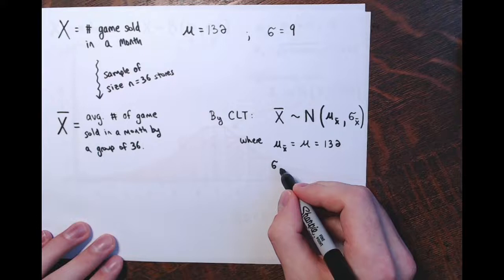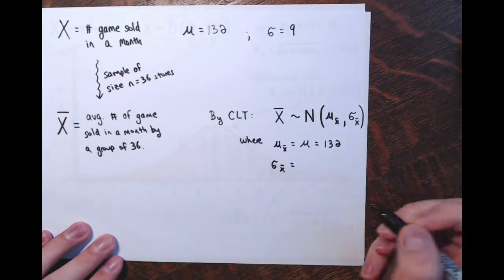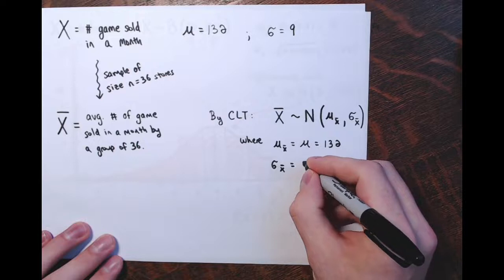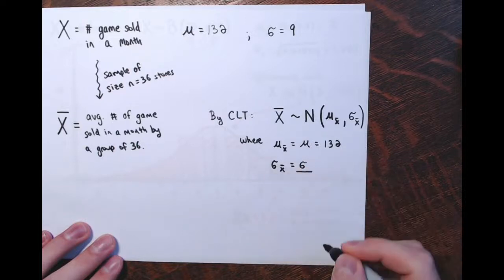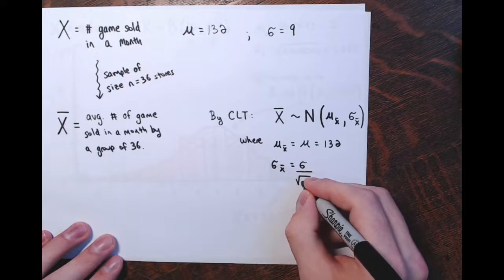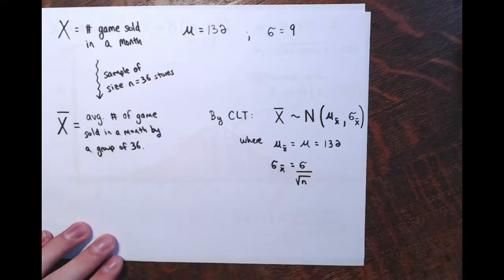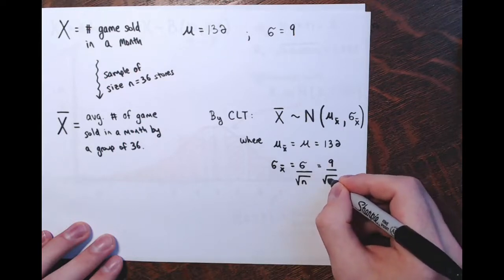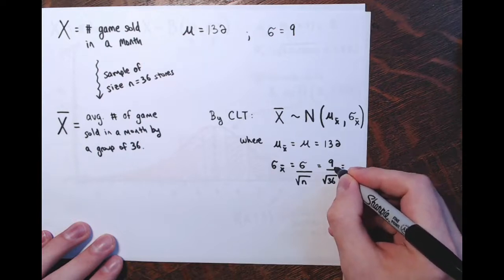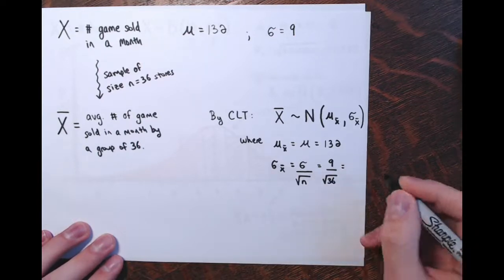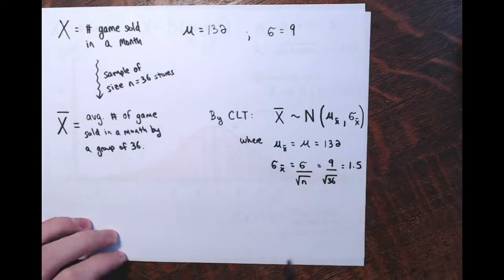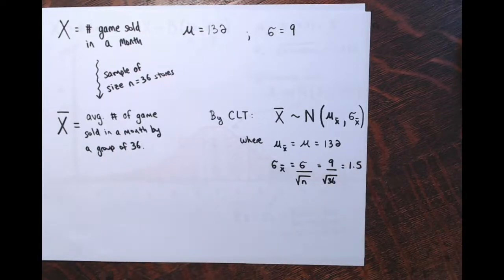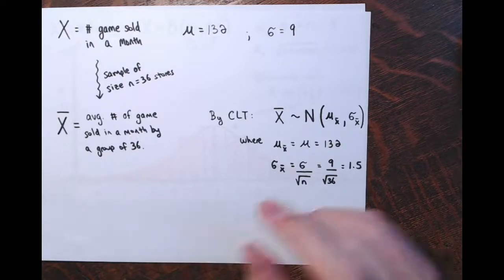And the standard deviation of the sample means, or something they call standard error, is the standard deviation of the original population divided by the square root of the sample size that was taken, the 36 stores. So this is 9 divided by the square root of 36. Now that's just 9 divided by 6, which is 1.5. I don't need to round that to 2 decimal places because they said it in the question, if needed. If this went beyond 2 decimal places, then I would round it to 2 decimal places.